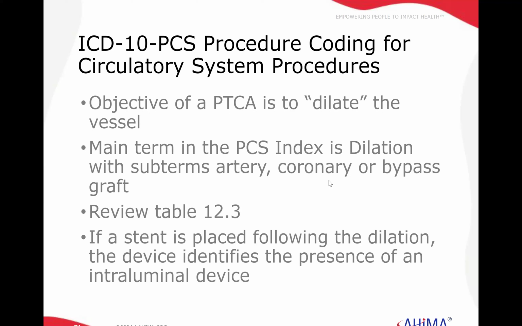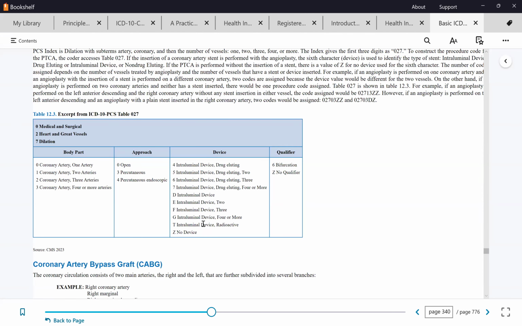So the main term in the index is dilation with the subterm artery, coronary, or bypass graft. So sometimes when somebody has a CABG done, coronary artery bypass graft, that graft will become occluded. And this is described in table 12.3 in your text. Let's take a look. And you can see table 12.3.